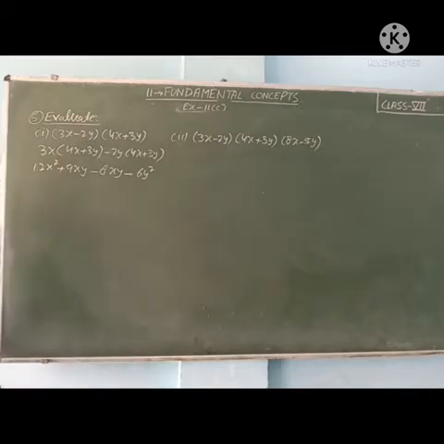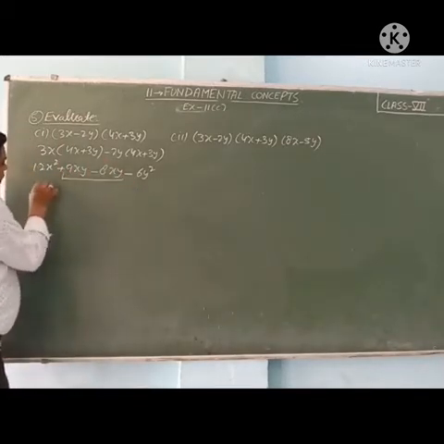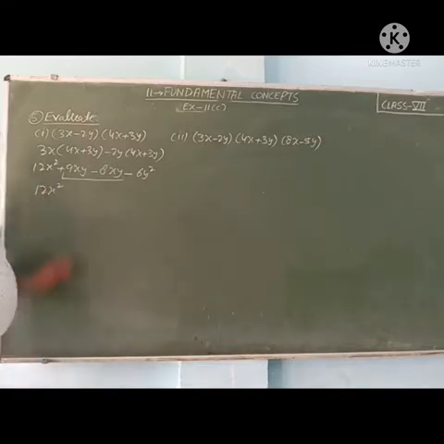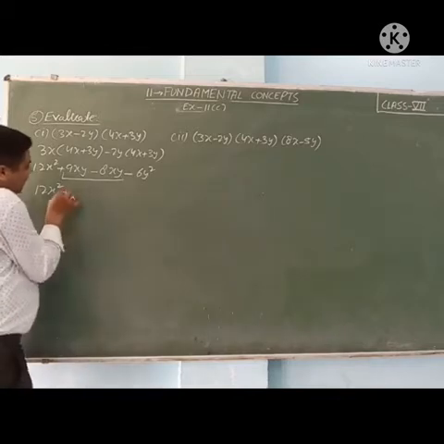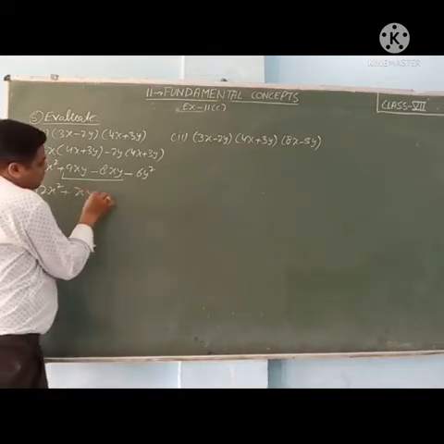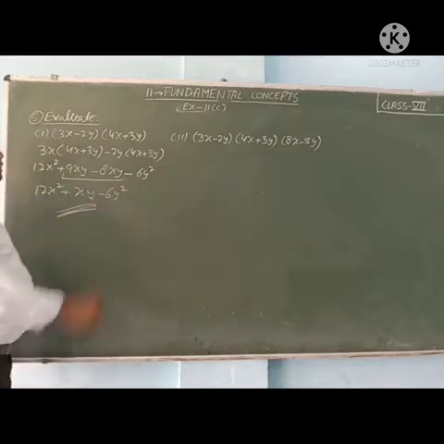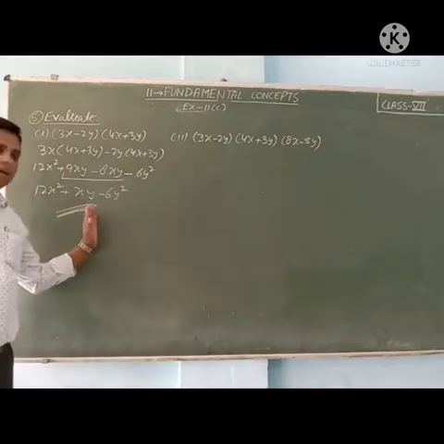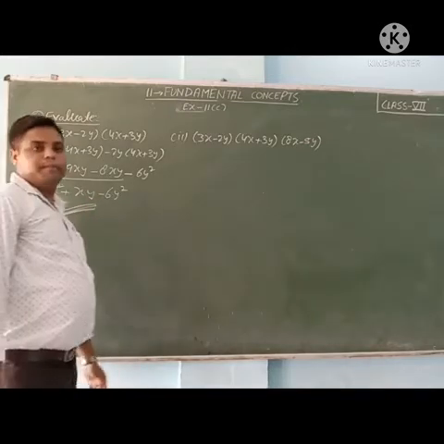Now about the like terms, they are already arranged in one group. Then 12x square plus 9xy minus 8xy, it will come plus 1xy, that is plus xy, then minus 6y square. The answer of the first part is 12x square plus xy minus 6y square. Move to the second part.